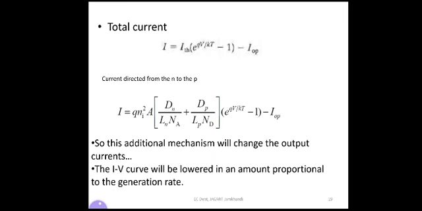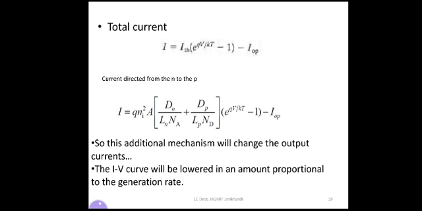To find the total reverse current, we need to modify the diode equation so that we incorporate the new optical generation current. So the total current, which is I naught into e to the power qV by kT minus 1, becomes I naught into e to the power qV by kT minus 1, minus IOP. IOP is the current directed from N to P.